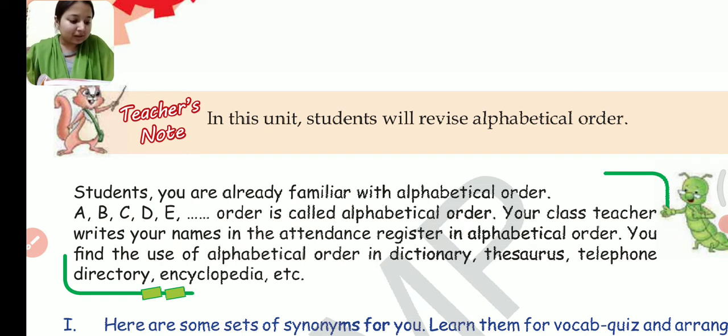Children, we have a word, thesaurus. What do you understand by the word thesaurus? It is basically a book that lists words in groups of synonyms and related concepts. Means in this book, the synonyms of the words are mentioned, and you can look for the synonyms, or sometimes antonyms are also mentioned. Then telephone directory, where the numbers are mentioned. Encyclopedia. What is encyclopedia? Children, encyclopedia is a thick book that gives information on many subjects. So this is the use of alphabetical order.